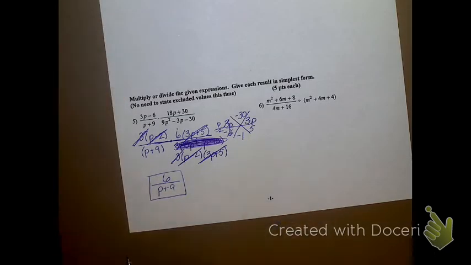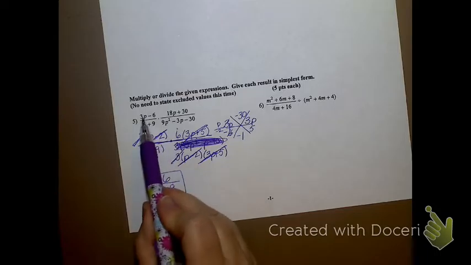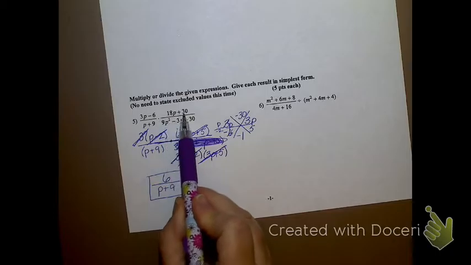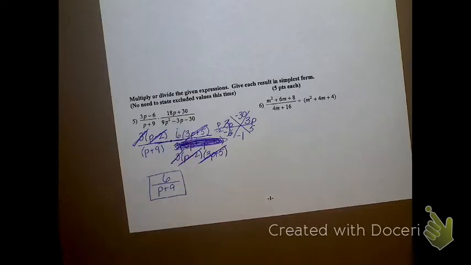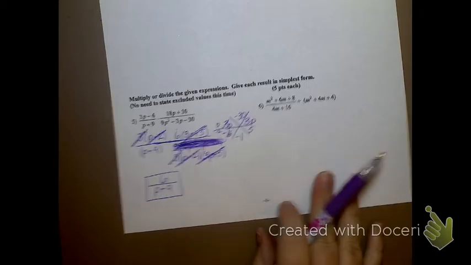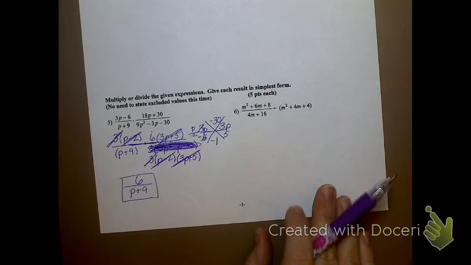There were some groups that ended up with, I don't even know how to explain it. I think they multiplied 3p minus 6 times 18p plus 30. Like they FOILed all that out and did the same thing down here and ended up with this huge long polynomial on top and a huge long polynomial on the bottom and expected to be able to factor that. Very scary. Don't do that. That's going to put you in a situation where it's really hard.